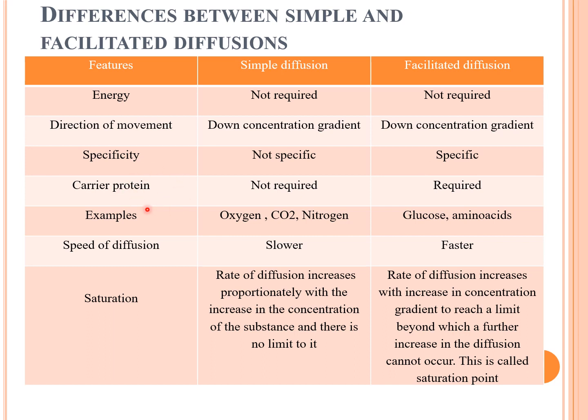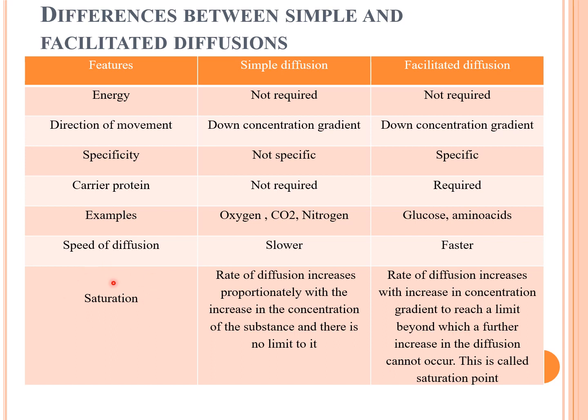And carrier proteins: in simple diffusion they are not required. Here we need channel proteins. In facilitated diffusion, we need carrier proteins, so this is a carrier protein dependent mechanism. Examples of simple diffusion: oxygen, carbon dioxide, nitrogen. So lipid soluble substances can pass through simple diffusion. Whereas in facilitated diffusion, glucose and amino acids are the best examples of substances transported through this mechanism. Speed of diffusion: here it will be slower and here it will be faster.